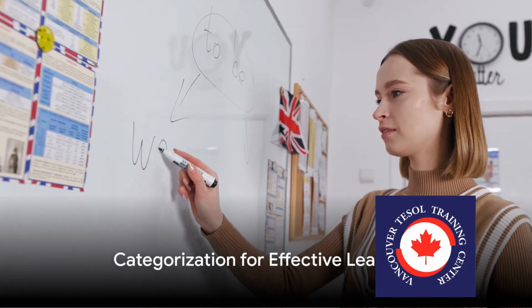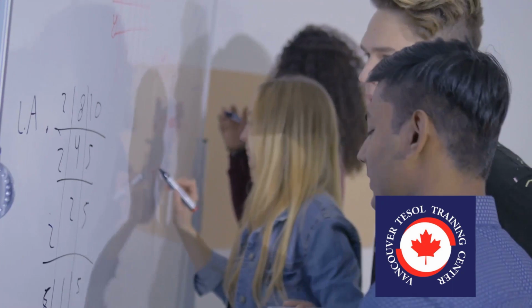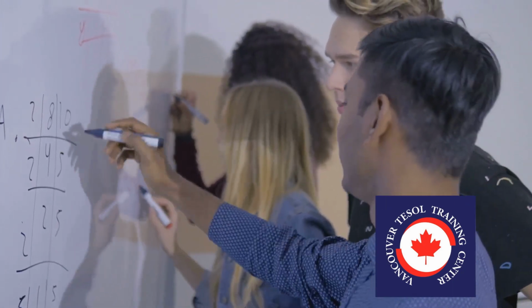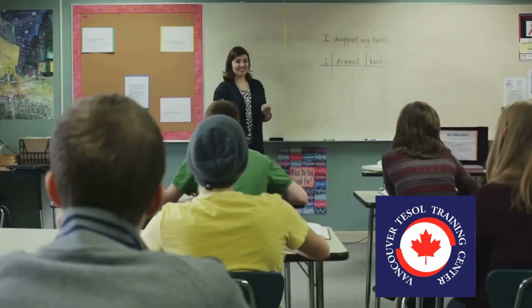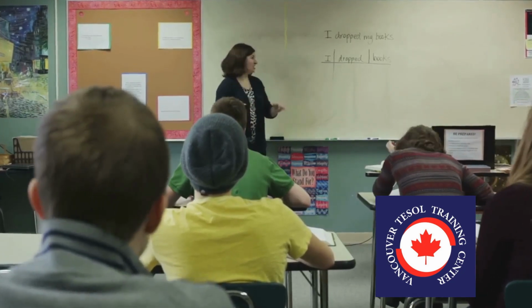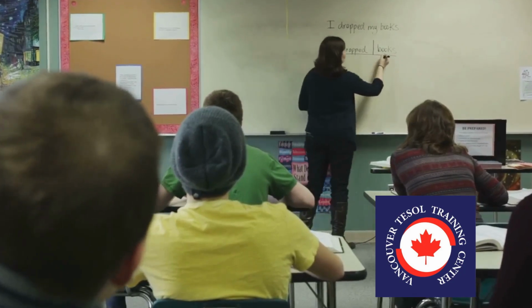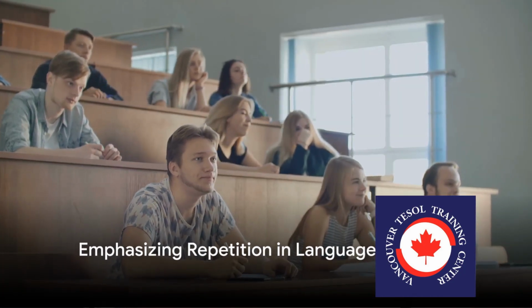Next, move towards categorization. Grouping words together based on their similarities can be an effective tool for learning. For instance, words related to food, clothing, or transportation can be taught together. This technique not only simplifies the learning process, but also helps students to make connections and understand the relationships between different words.